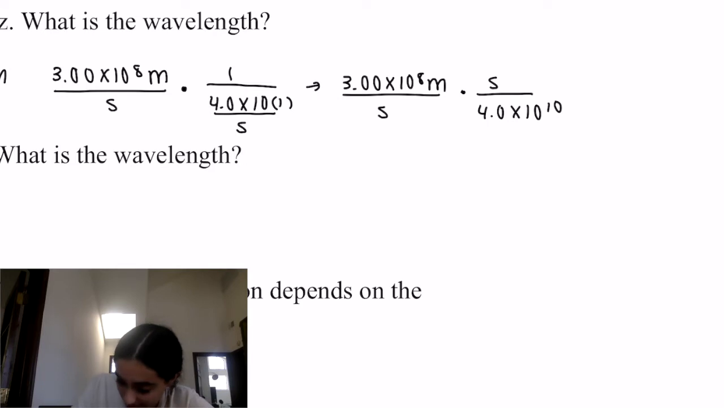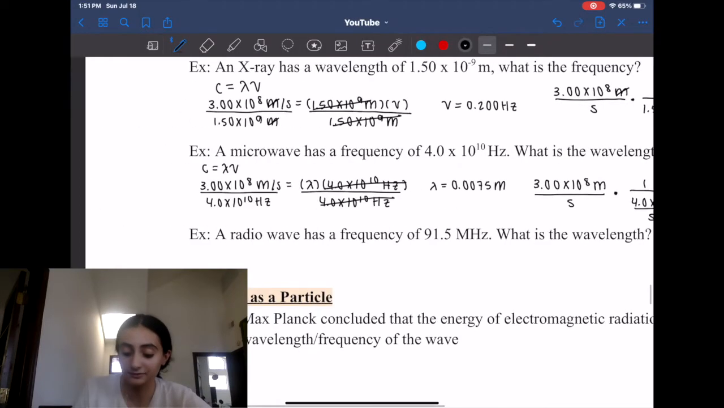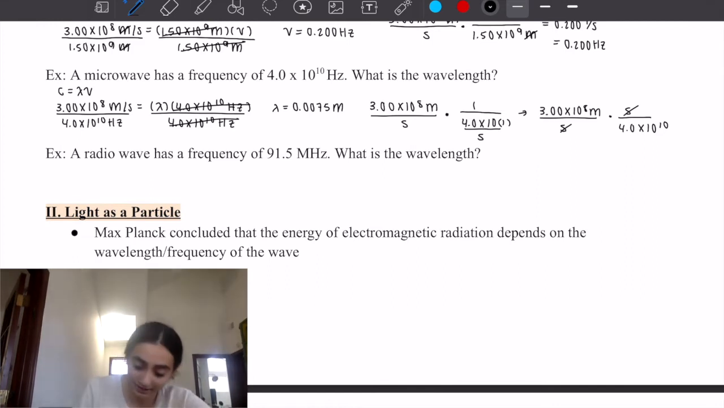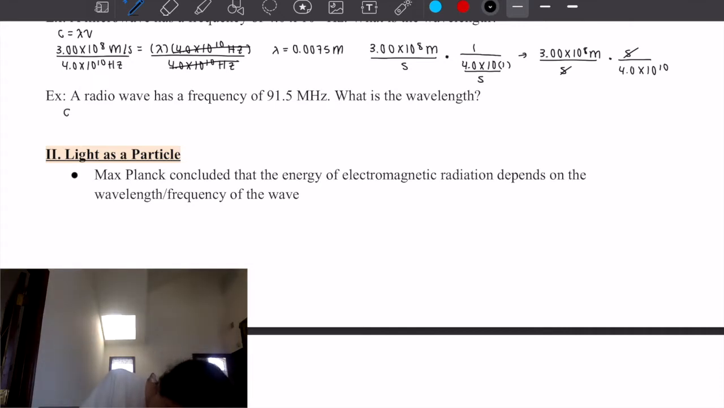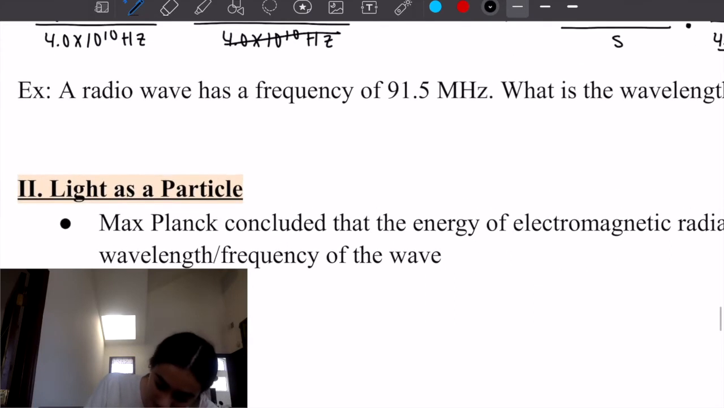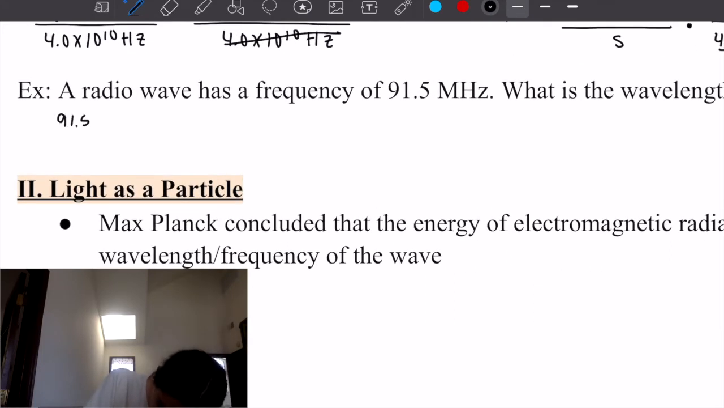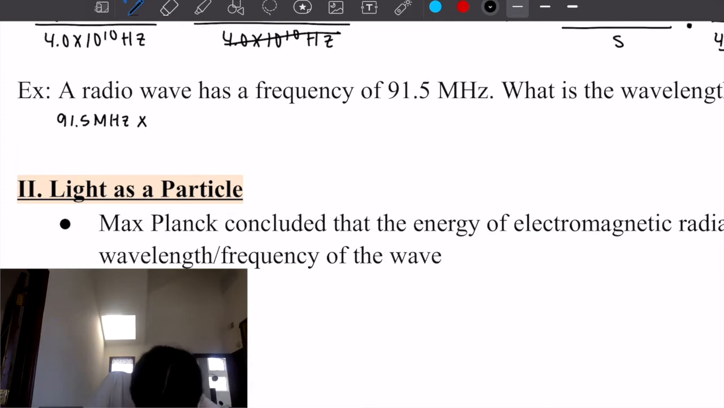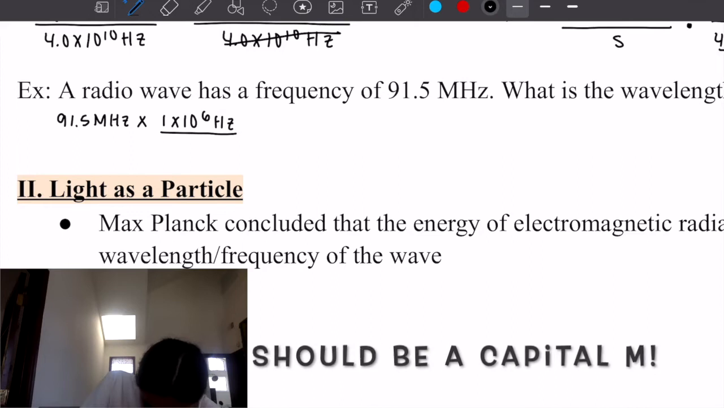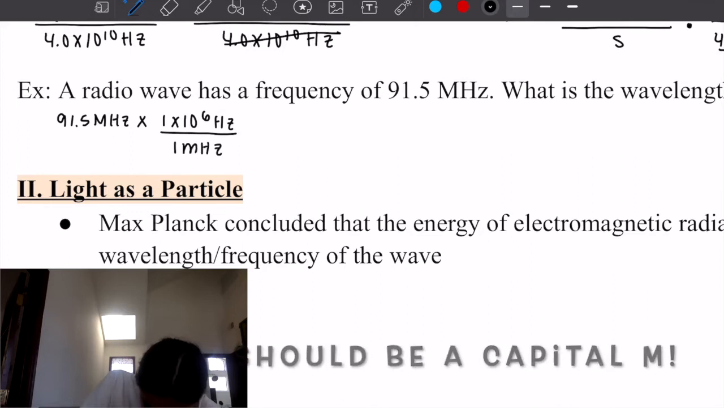So now these seconds cancel out and we are left with meters. Okay, so for our last example, we have 91.5 megahertz as the frequency. We're finding the wavelength. Our first step is we need to convert to hertz. So we have, let me zoom in, 91.5 megahertz times, and then if you look at your metric conversion chart, 1 times 10 to the 6th hertz is equal to 1 megahertz.